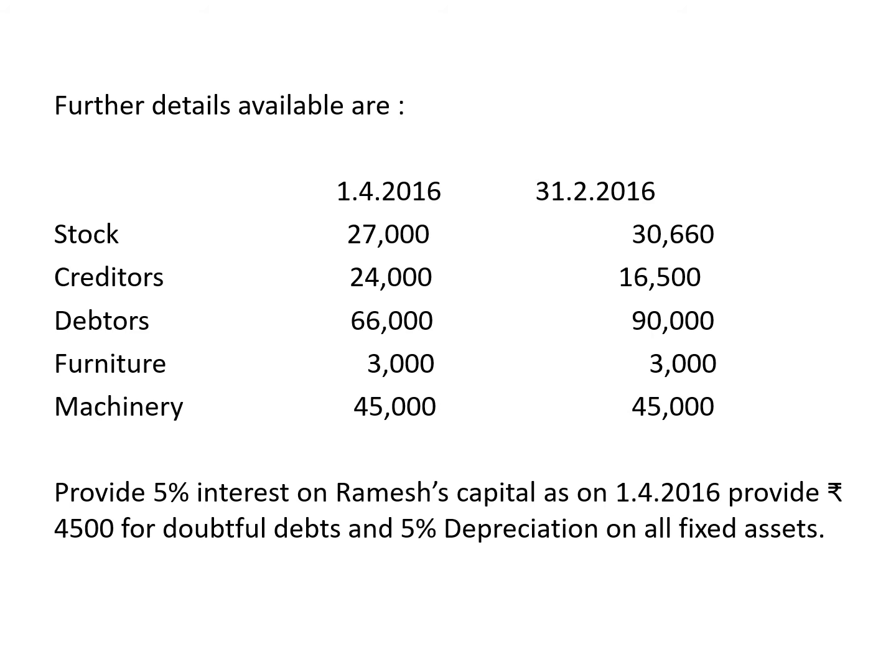So we prepare the opening statement of affairs and check what the opening capital is. On this opening capital, we will have to calculate 5% interest, and this becomes an expense to the business. So this will go to the PL account as interest on capital. One more place is that we adjust this in the balance sheet, at the last when we prepare the balance sheet.